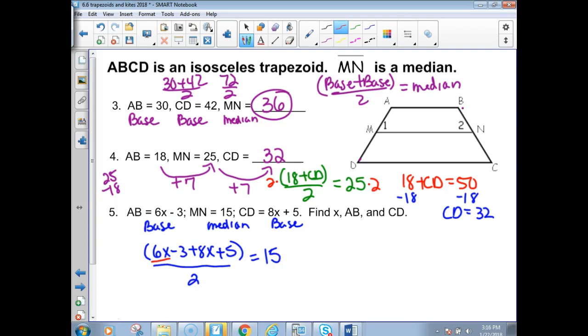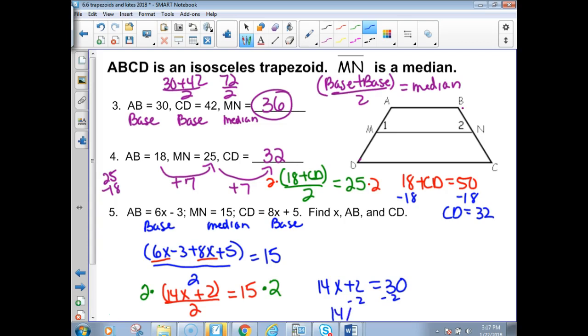So I'm going to add my 6x and 8x. That's 14x. Minus 3 plus 5, or 5 minus 3, is 2. And then I still have divided by 2 on the bottom. So I want to get rid of the division by 2, so I'm going to multiply by 2. I end up with 14x plus 2 equals 30. And then I keep going, subtract 2. 14x is 28, and divide by 14. So I get x is 2.